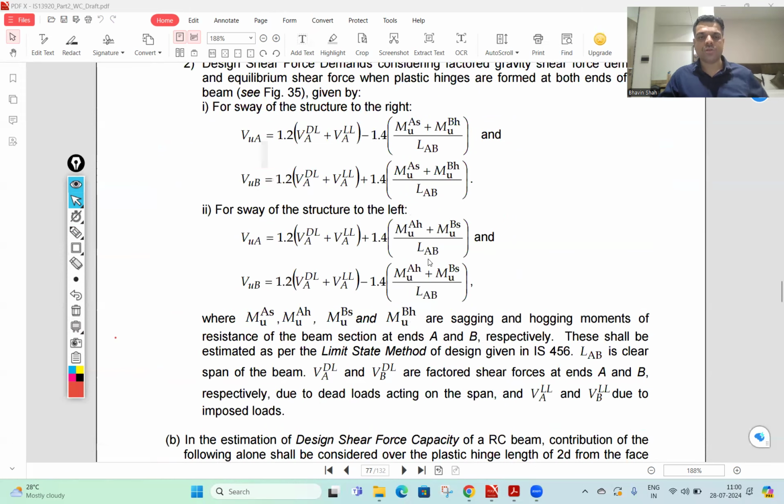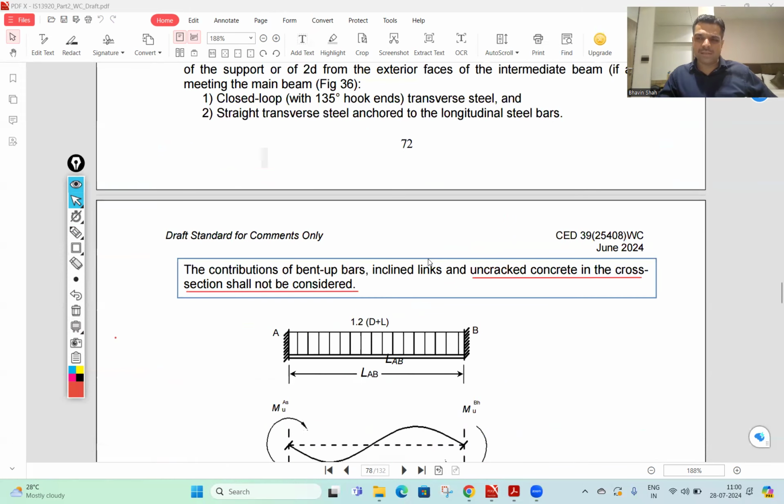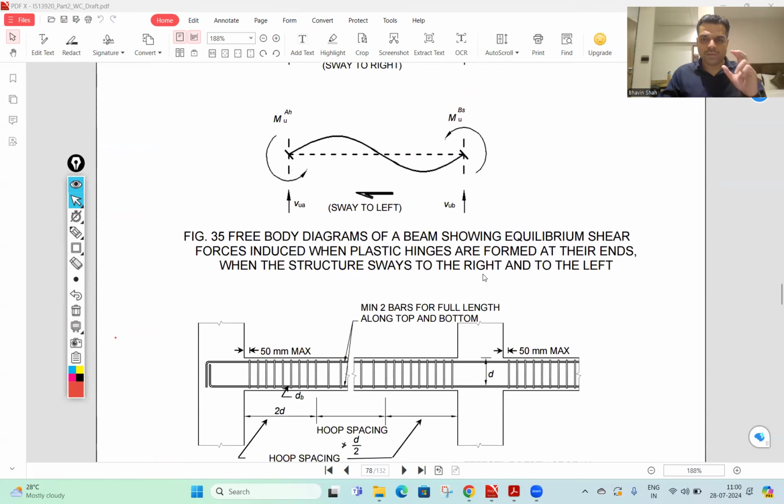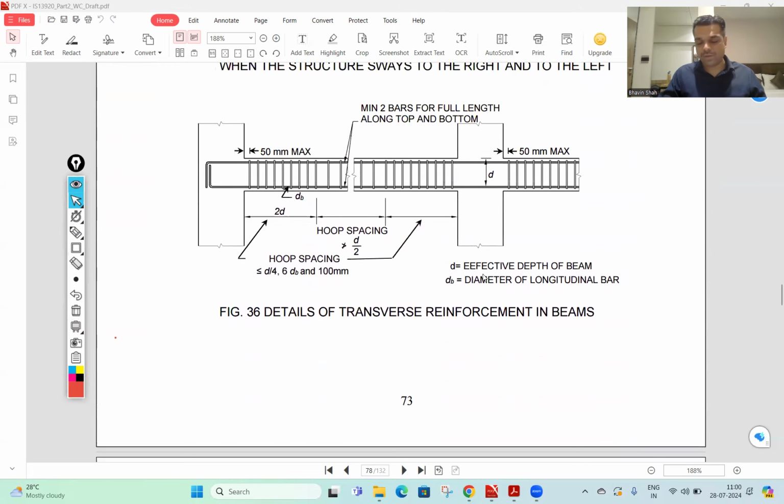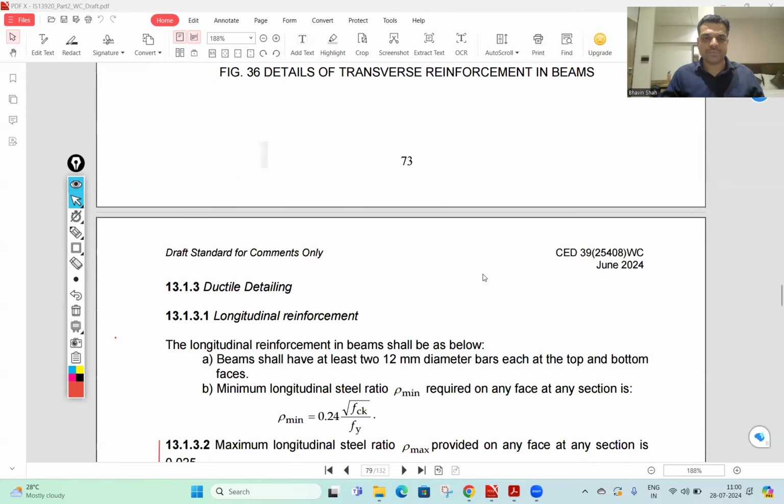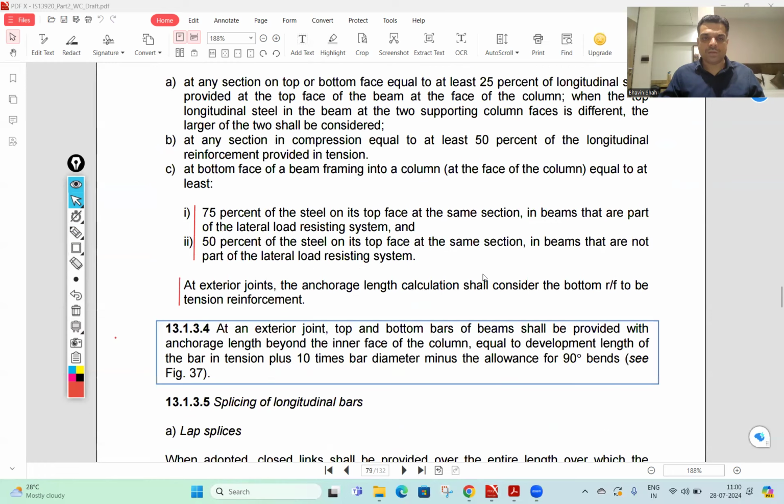This is the design shear capacity. Now, as it is in the published standard here, it is also said that the uncracked concrete in the cross section shall not be considered while we are checking the shear capacity. Okay, this is a minor change. Now it says that 75% of the steel on its top face shall be provided in beams that are part of the lateral load resisting system, obviously, and 50% of the steel on the top face to be provided.